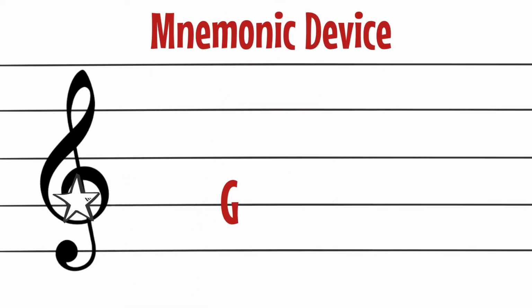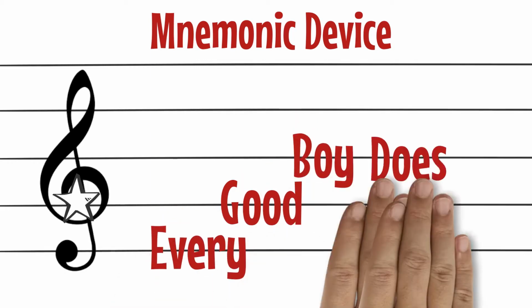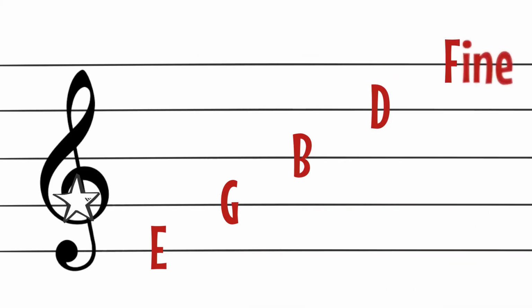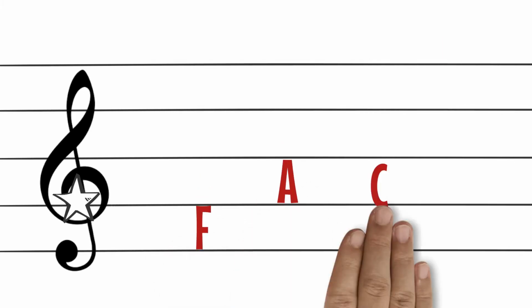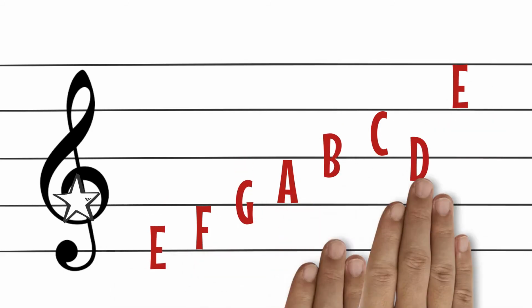So remember, the treble clef, which has the highest sounding notes, is also called the G clef, because of the reference point. The mnemonic device is helpful for remembering the note names for the lines on the staff with a treble clef. Every good boy does fine. E, G, B, D, F. The spaces on the staff with a treble clef spell the word face, F, A, C, E. When they are both put together, we have the staff with the treble clef.